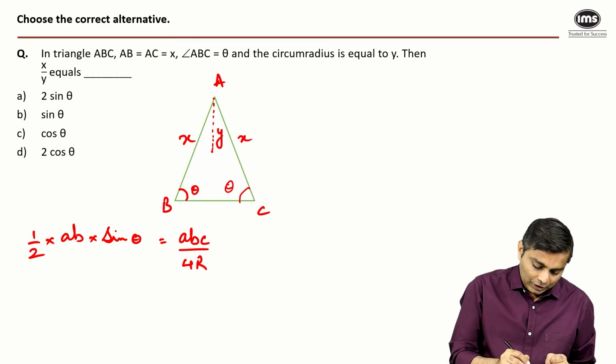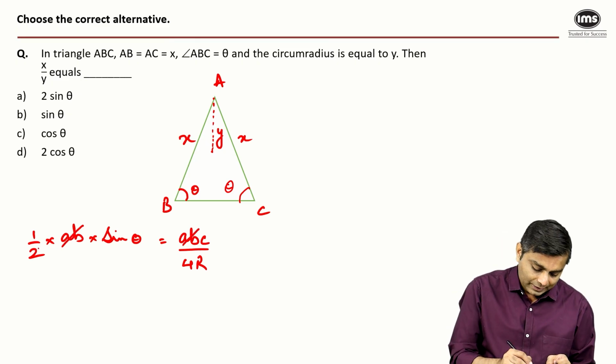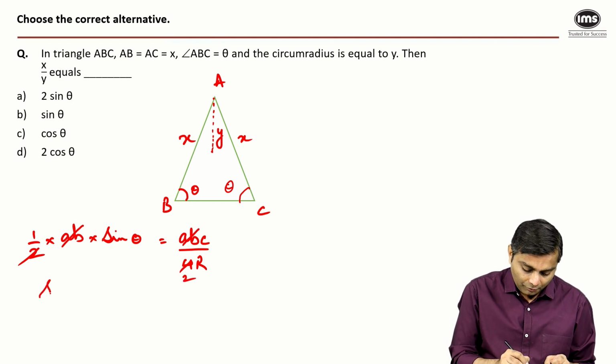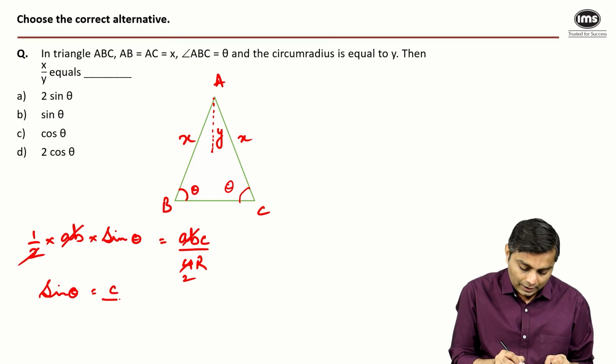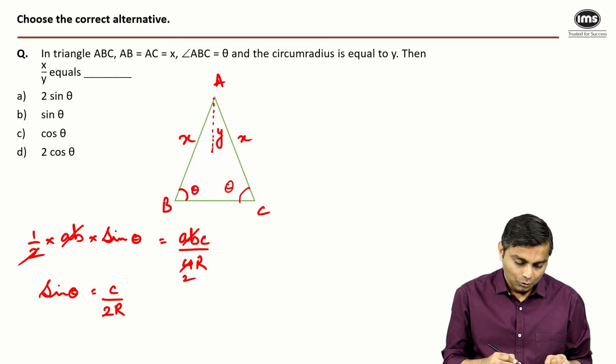Okay. So yes, we can definitely cancel out AB. Let's cancel 2 with 4 to get a 2. So in fact, what I am left with is sine theta is equal to C upon 2 times capital R. Sine theta is equal to C upon 2 times R.